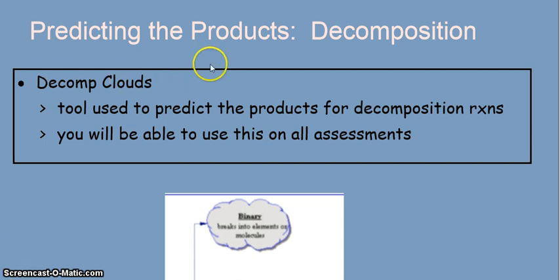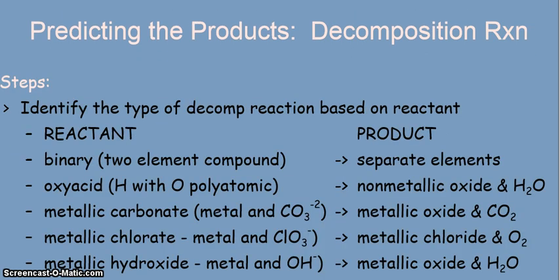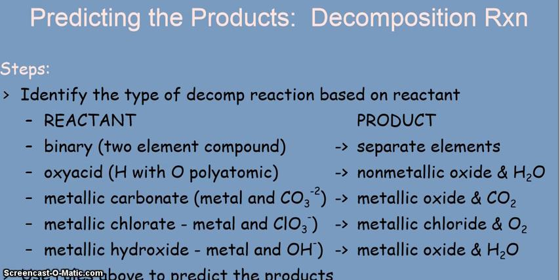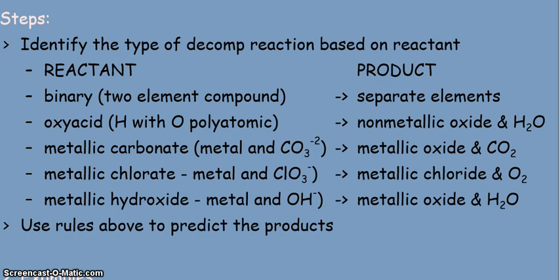So the decomp clouds or the decomp rules, depending on how they're presented on your worksheet, I have them listed more as a set of rules like what you're going to see on the next page. You will read them based on the reactant, because it's decomposition, so there's only one, and then you will apply the rule to identify what is going to be produced. So when we take a look, there are 5 different categories of reactants that you could have.